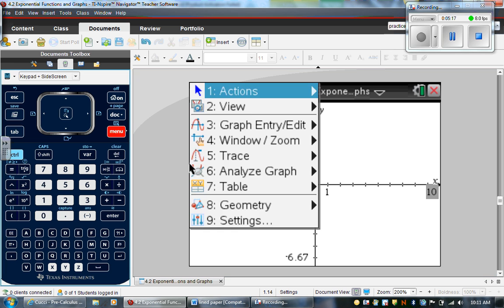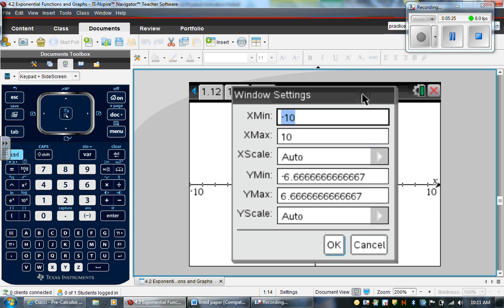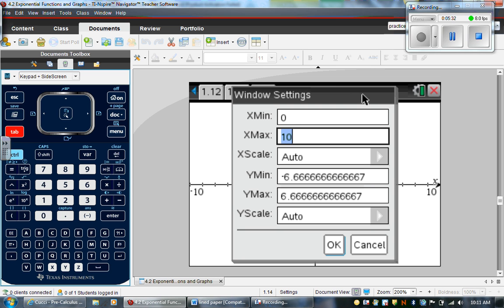All right, I'm going to use menu, window settings. My X minimum, again, I don't want negative years, so we're going to change that to 0. My X maximum, I want it to be 30. My scale, I can leave it auto.